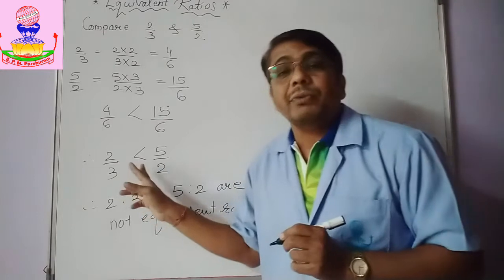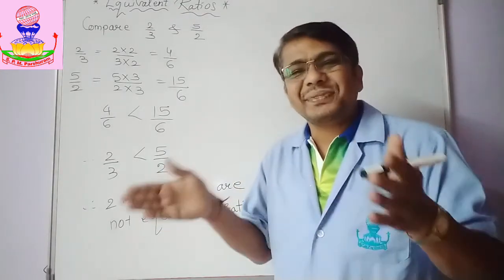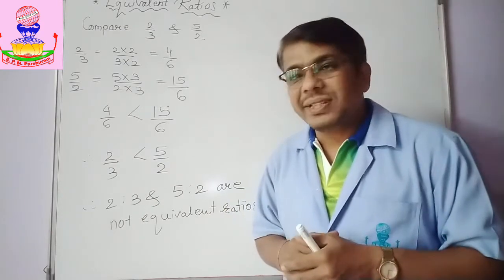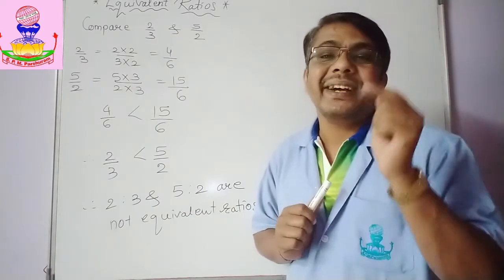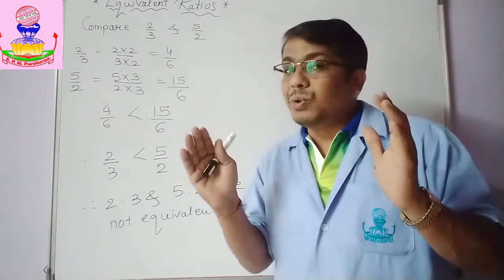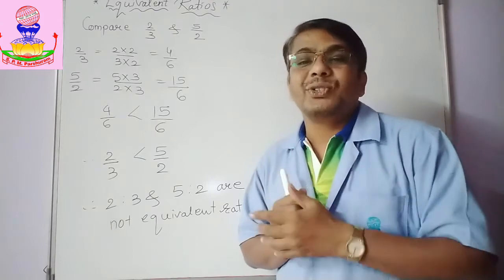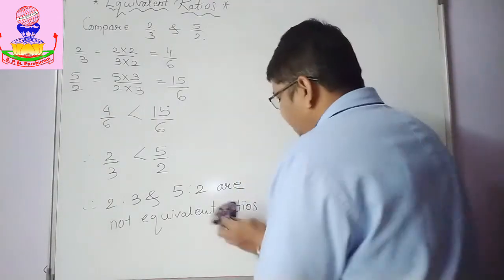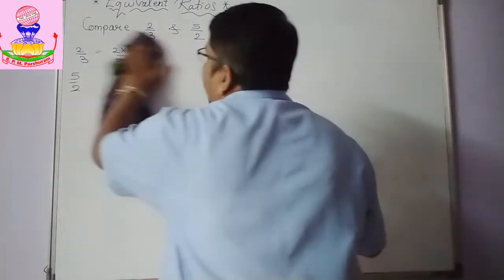Suppose if I would have got here equal, then I would have said that they are equivalent ratios. In 6th standard, we have studied if two ratios are equivalent, then they are said to be in proportion. We'll come to that. For example, I will take one more example here. Let us see.